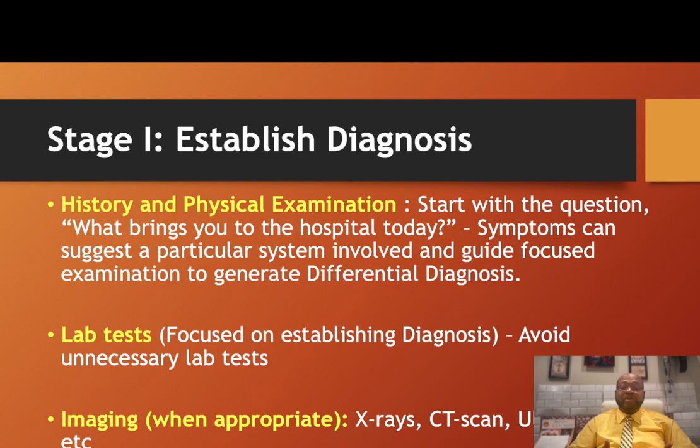It needs to be focused on establishing a diagnosis, and so you avoid unnecessary lab tests. For instance, with nausea, vomiting, abdominal pain, I would want to get the CBC, I would want to get the chemistry panel, I would want to get maybe a lipase level, liver function test, urinalysis, and of course, order some imaging. If there are red flags like abdominal pain, hemodynamic instability, elevated WBC, then we can get a CT scan to know exactly what's going on in the abdomen.